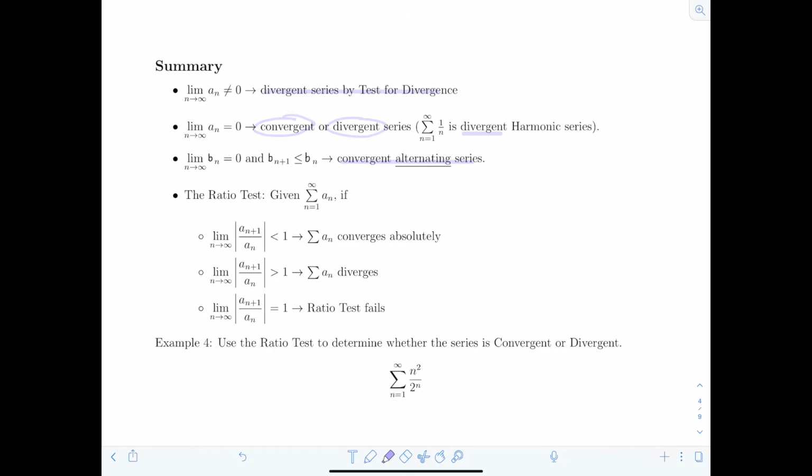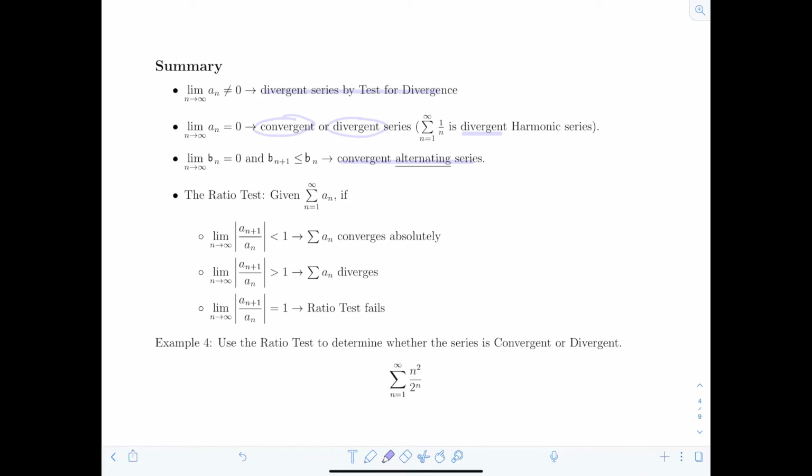So the ratio test states that if we have the sum of a sub n from n equals 1 to infinity, and we take the limit as n approaches infinity of the absolute value of a sub n plus 1 over a sub n, and that limit is less than 1, then the sum of a sub n converges absolutely. If that limit is greater than 1, then the sum of a sub n diverges. And if that limit is equal to 1, then the ratio test fails.